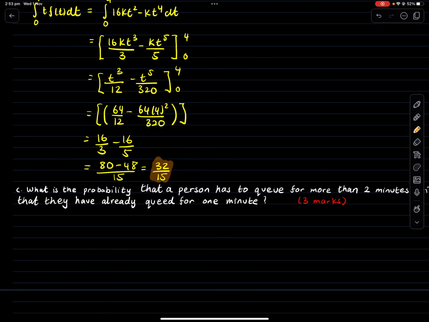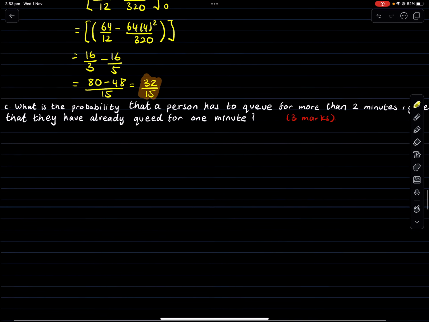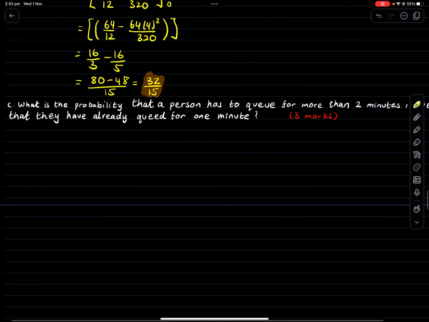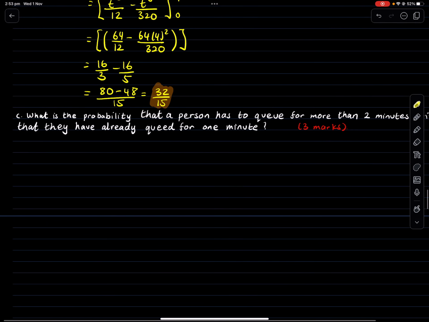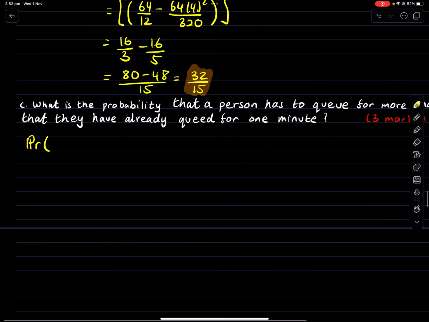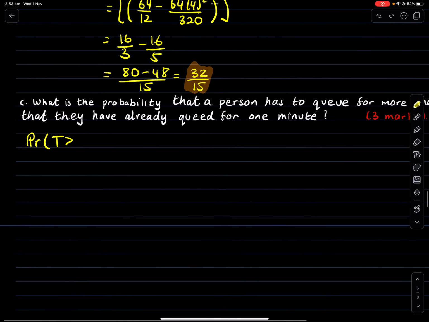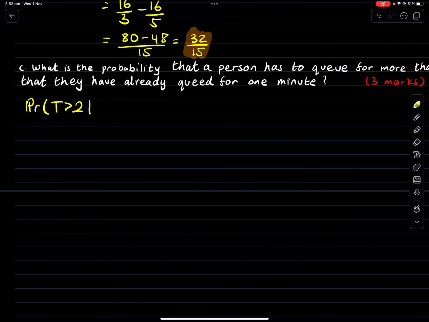It's very, very messy. What is the probability that a person has to queue for more than 2 minutes given that they have already queued for 1 minute? So we're saying, what is the probability that t is greater than 2, given that they've already queued for 1 minute. So what's the point of that 1 minute? Isn't it just t is greater or equal to 1 for that one?